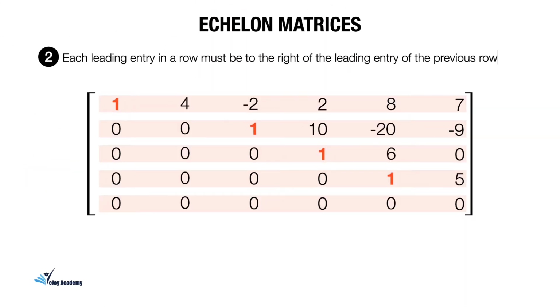Next, each leading entry in a row must be to the right of the leading entry of the previous row. This condition is also satisfied in this matrix, as you see. Even if on the second row the leading entry was on the second column instead of the third column, this matrix would still satisfy this condition. However, on the third row, if the leading entry was on the second column, this matrix would fail to satisfy this condition because the third row's leading entry would be to the left of the second row's leading entry.